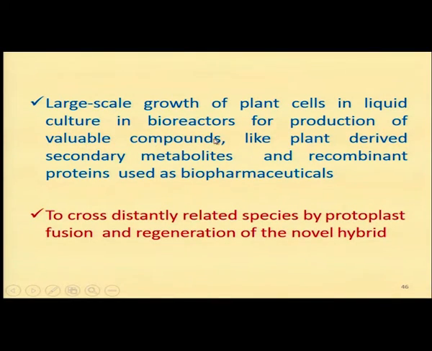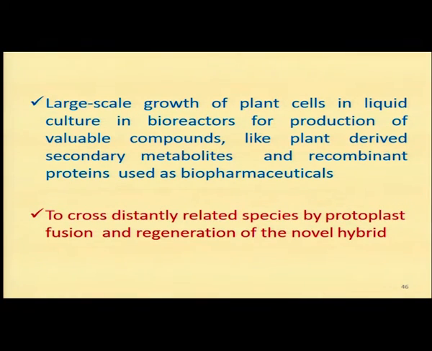The large-scale growth of plant cells in liquid culture in bioreactors for the production of valuable compounds like plant-derived secondary metabolites and recombinant proteins used as biopharmaceuticals. We have many plants which are, as I said, sources of drugs. Especially, we have so many anti-cancer, anti-tumor compounds which are present in the plants. You have secondary metabolites which have very strong antioxidant capacity. When you want to extract such components, as I said, we are going to indiscriminately kill a huge biomass.